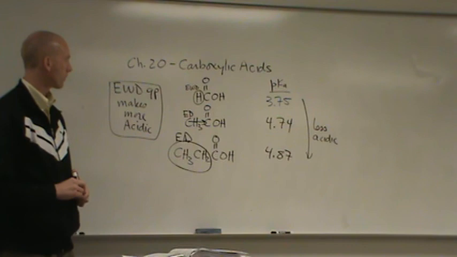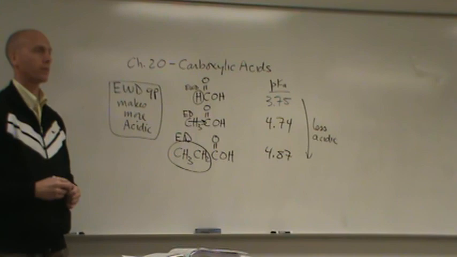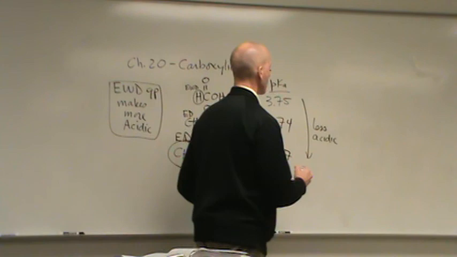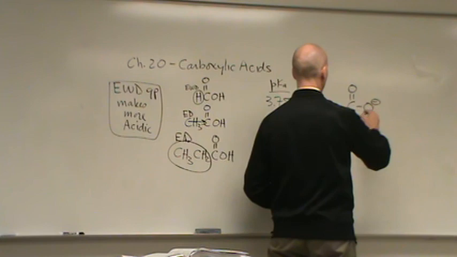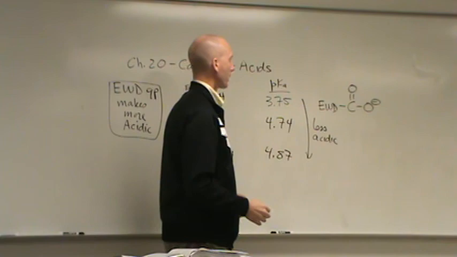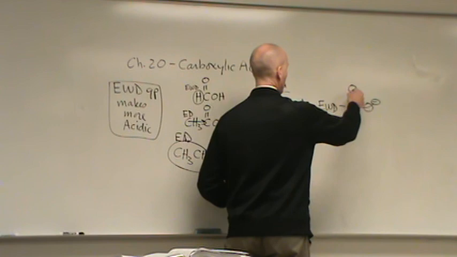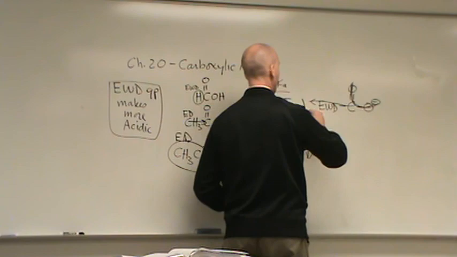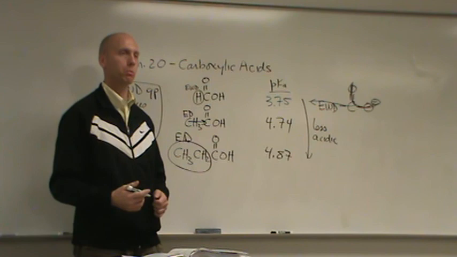So this is our first characteristic of these things. The reason why this rule works is if you look at the carboxylate ion, and I have an electron withdrawing group, what it does is this charge is not only spread through here, but since this is withdrawing, it can come out here as well and spread out. So it helps to make it more stable.